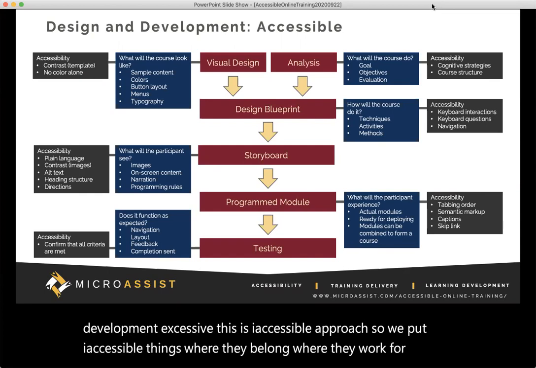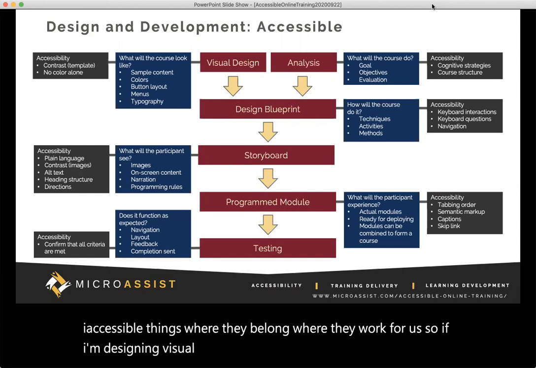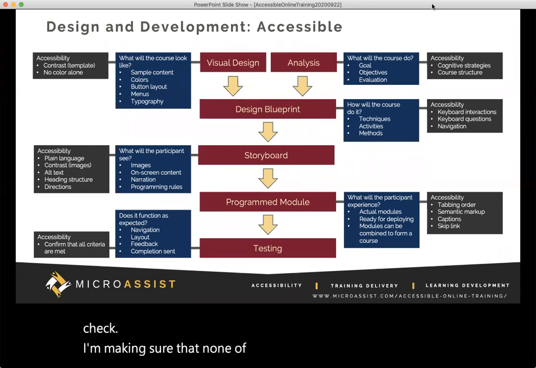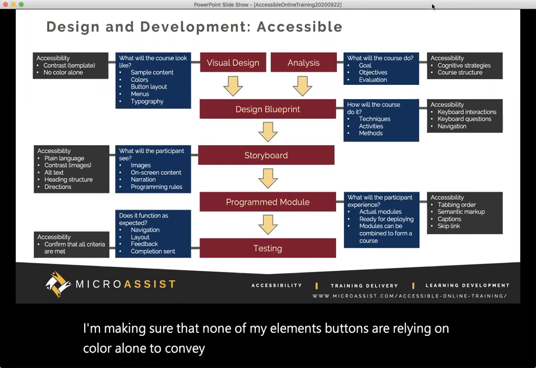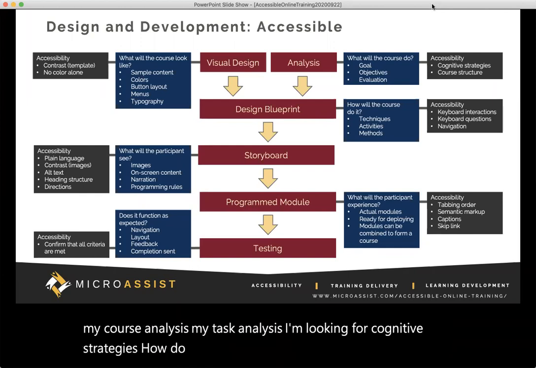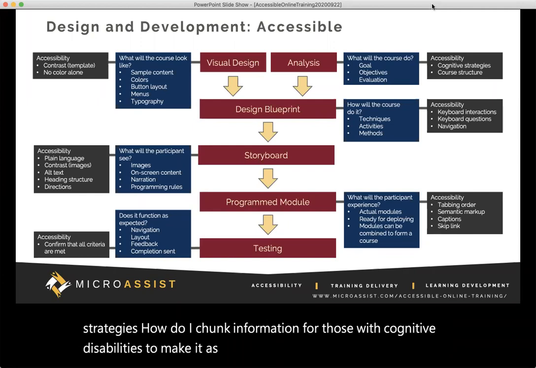So if I'm designing visual design, not only am I looking at colors and layout, menus and typography, I'm also doing a color contrast check. I'm making sure that none of my elements like buttons are relying on color alone to convey information. If I'm doing analysis, when I'm doing my course analysis, my task analysis, I'm looking for cognitive strategies. How do I chunk information for those with cognitive disabilities to make it as easy as possible to understand?